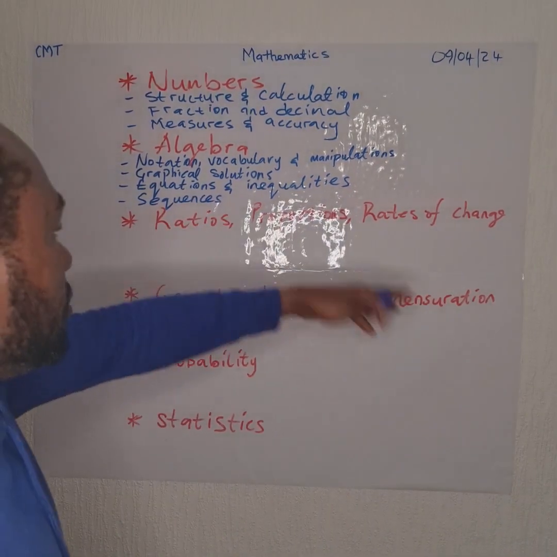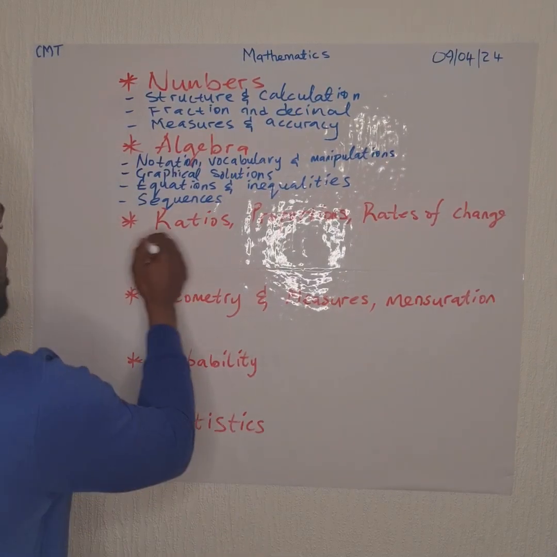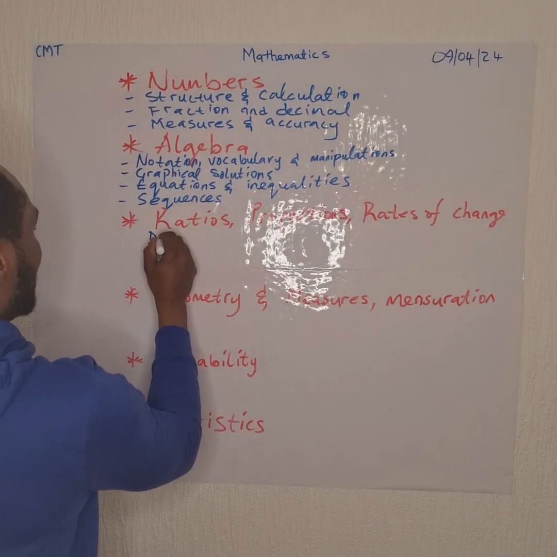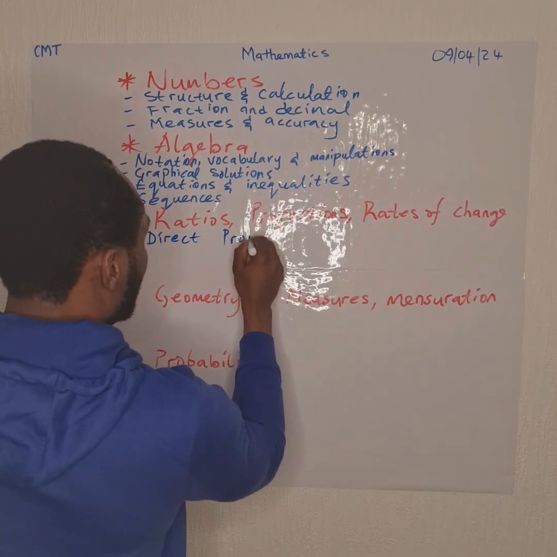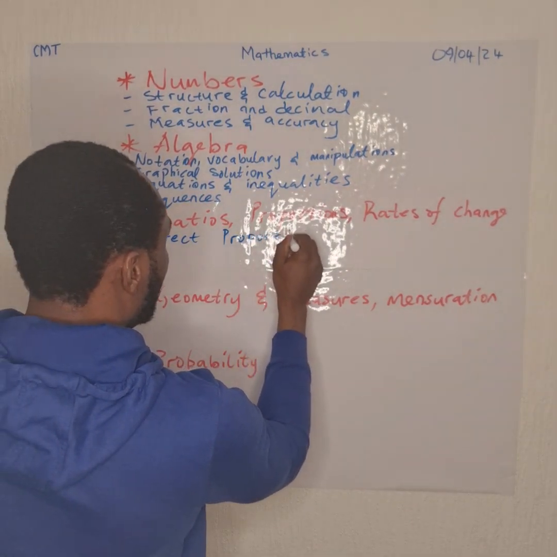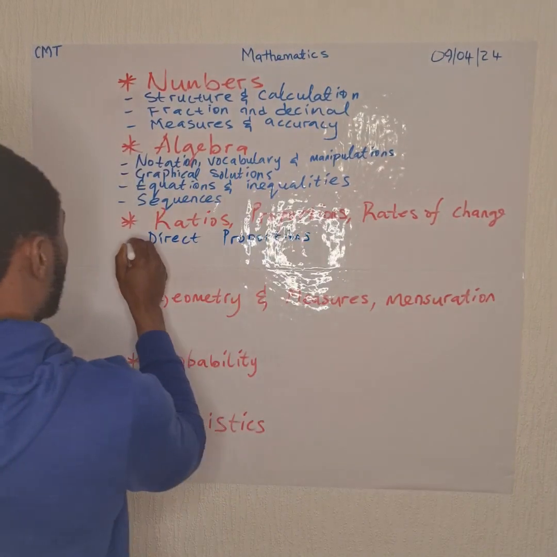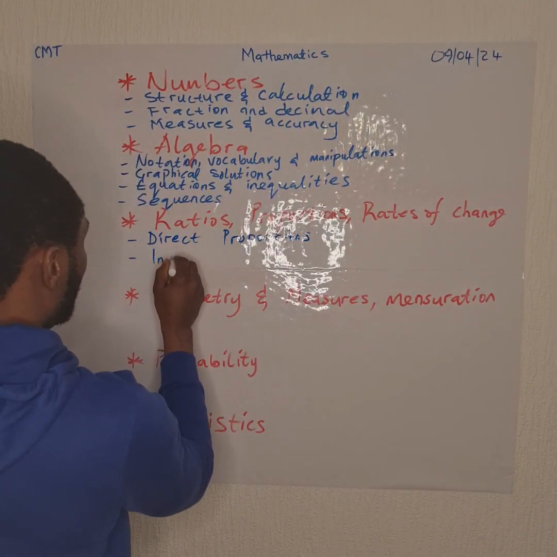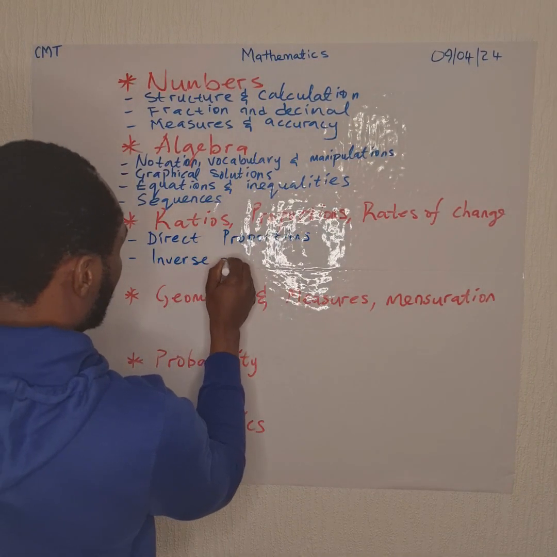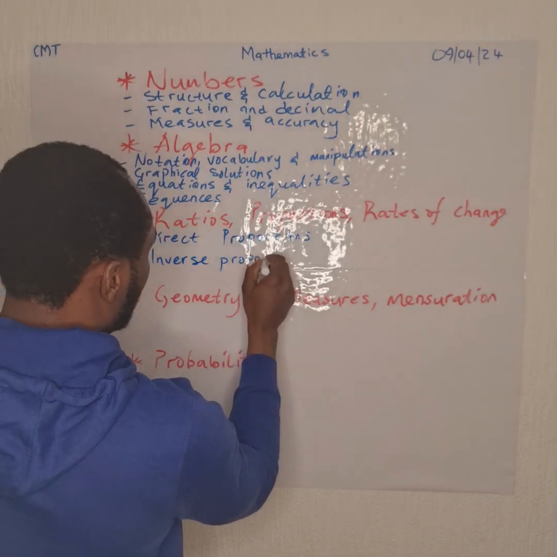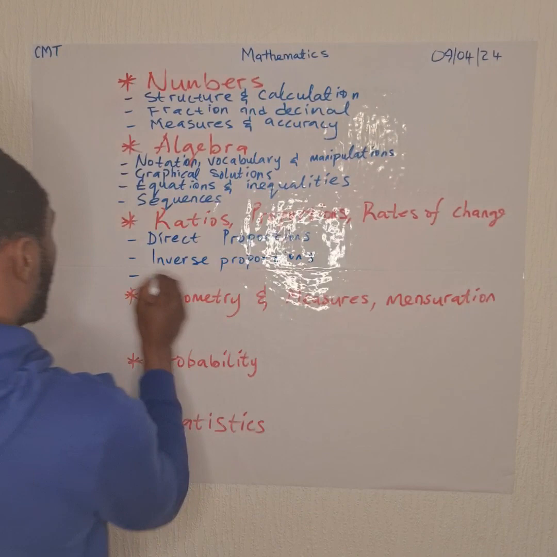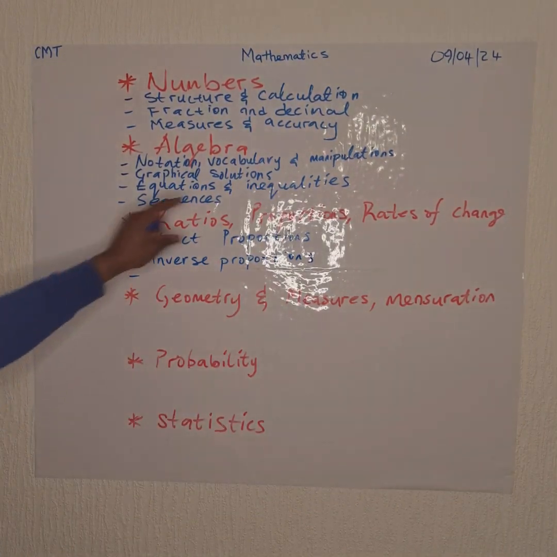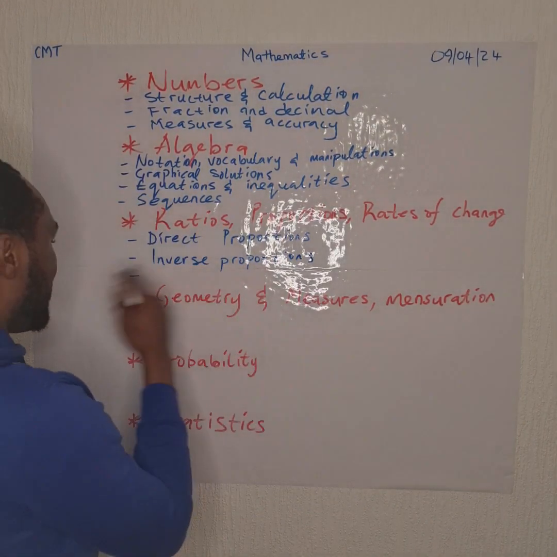Under ratios, proportion, rates of change, we are going to be looking at direct proportions, inverse proportion, and then we look at a combination of direct and inverse proportion.